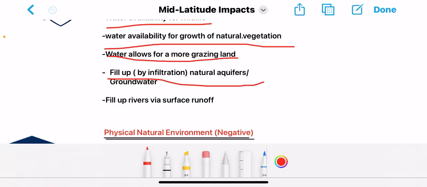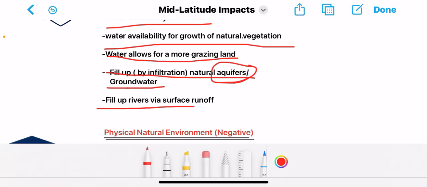Fill up by infiltration, natural aquifers or groundwater. What are natural aquifers? Natural aquifers are those stones that are found beneath the surface of the earth, whereby you will see certain households calling for a borehole truck to come and dig a borehole. Now, when they dig that borehole, their aim is to find this stone so that they can penetrate through this stone and have access to the water that is inside that stone. Then that stone, we call it what? An aquifer. So now when there is enough rainfall, those stones begin to have more water inside of them so that the family's borehole may never run dry.